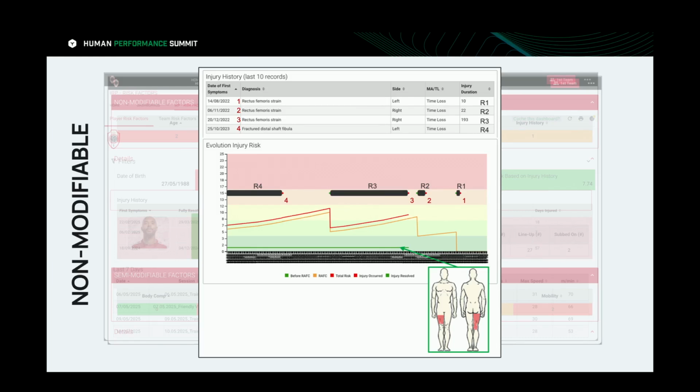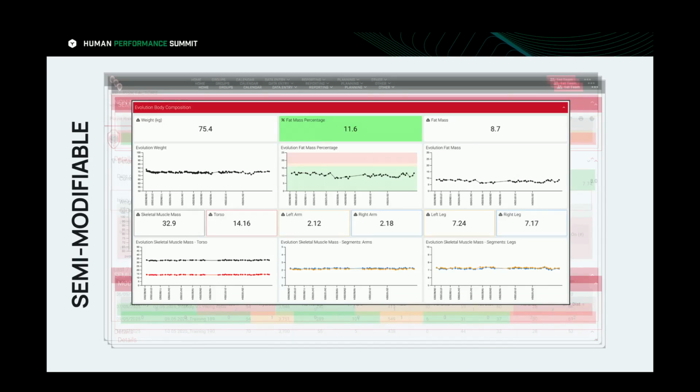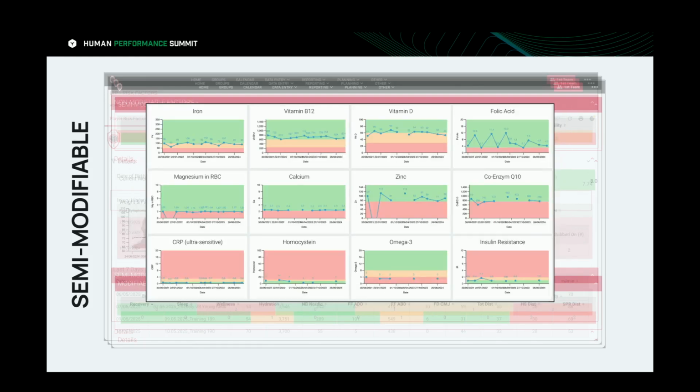So that's for non-modifiable. If we go to the semi-modifiable, of course, body composition is pretty easy. You click through and you get more information, because we put every player on a scale every week, and we check their body mass, their fat mass, skeletal mass, and so on. So we have a pretty good view of their body composition. And like I said, if you want to change it, it takes some time, but you have a good overview. Same for the blood. We check a lot of markers. If necessary, we give them supplements, and over time we check if something is happening, if it's getting better or not.